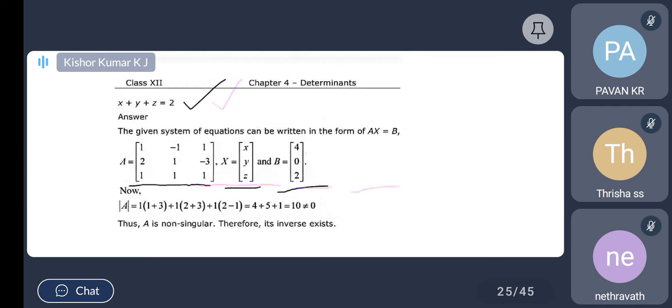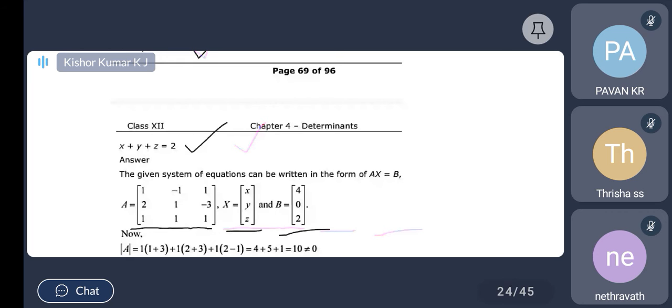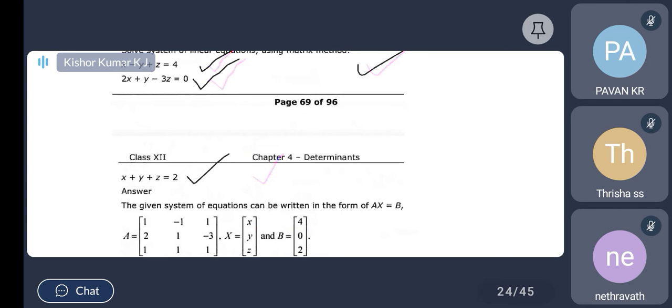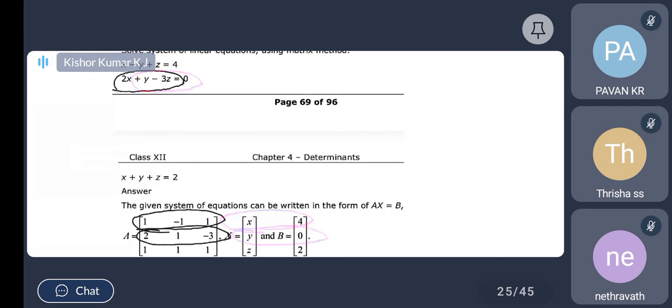As I told you before, you just observe the equations. In an equation, whatever the coefficients of x, y, z you have, that you should consider. See, the first row is completely the coefficients of x, y, z in equation number 1: 1, minus 1, plus 1. And the second row, again the coefficients of x, y, z from equation number 2: 2, 1, minus 3. And finally 1, 1, 1, that is the coefficients of the third equation.